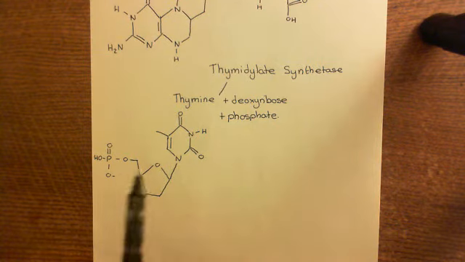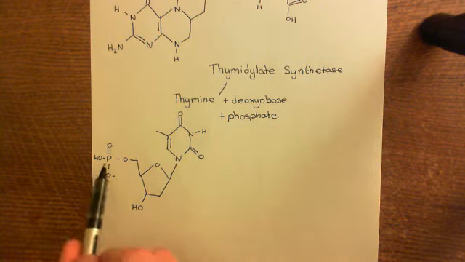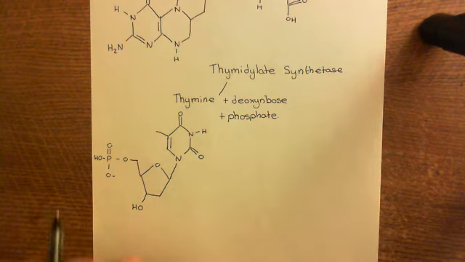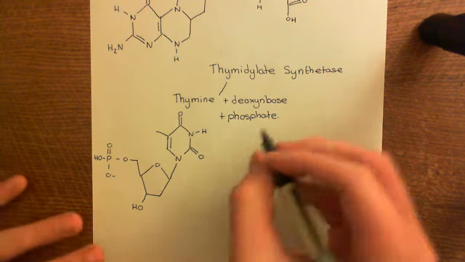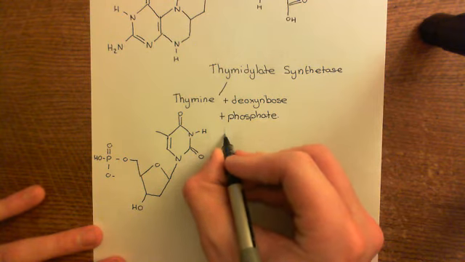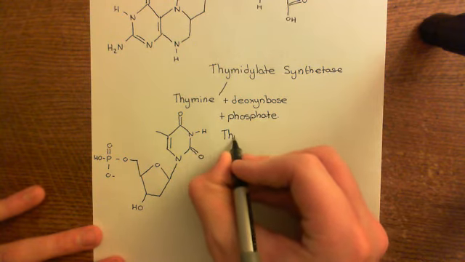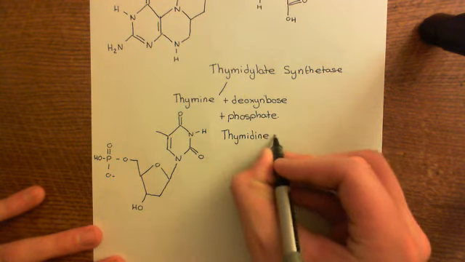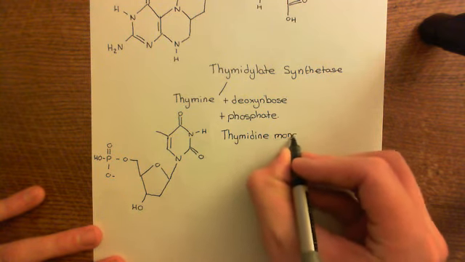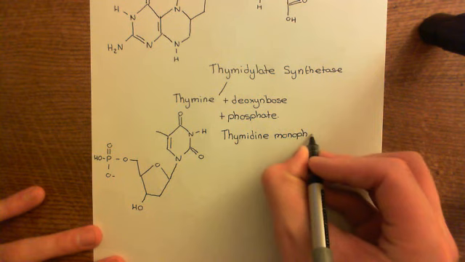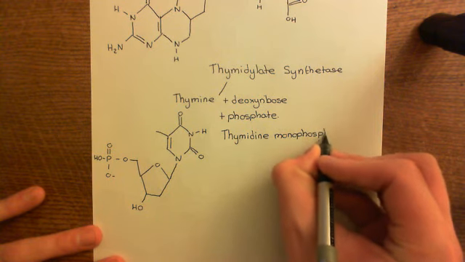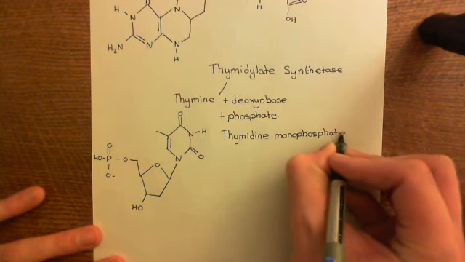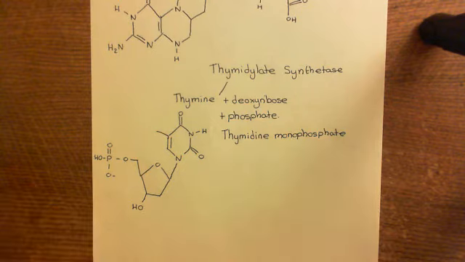So this is thymine plus deoxyribose plus a phosphate group. This is thymidylate. Now thymidylate also has another name. It's also referred to as thymidine monophosphate. Thymidine means thymine plus deoxyribose. And I'll discuss this more in the next video.